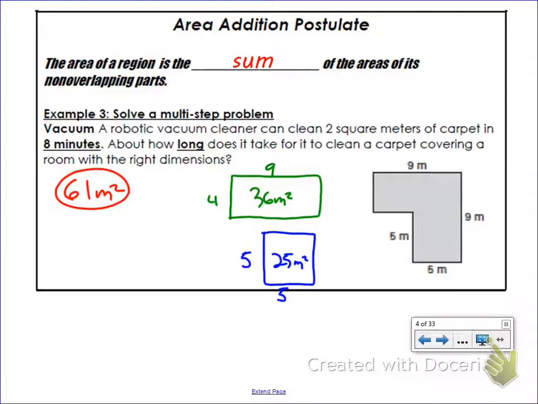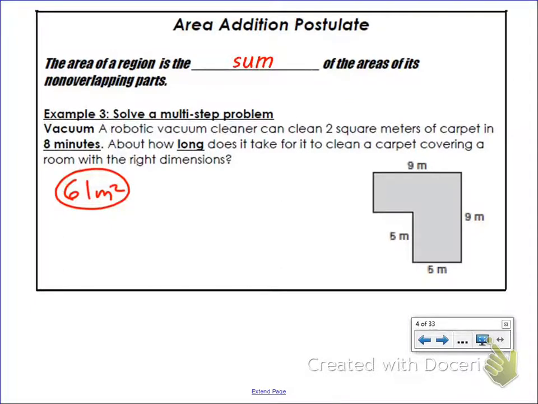Now back to the problem in example 3. We need to find the area first, but what we have is a robotic vacuum cleaning this room at a rate of 2 square meters in 8 minutes. So what we want to do is figure out how long this is going to take to clean the entire room. 61 meters squared is the total square footage of the room. We found that by finding the area of the 2 pieces. Now we need to set up a ratio to figure out how long this is going to take.